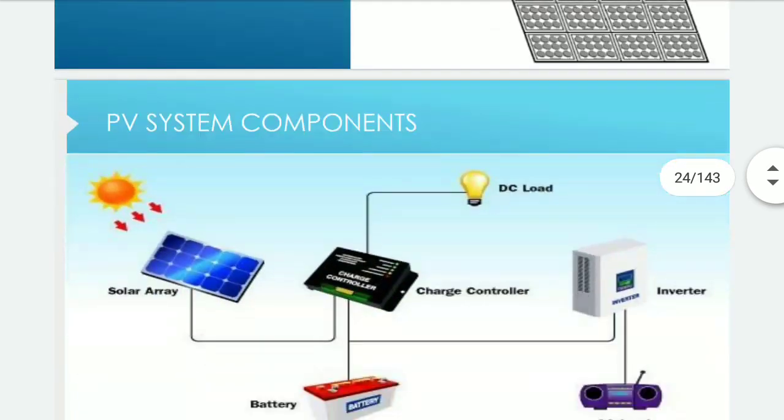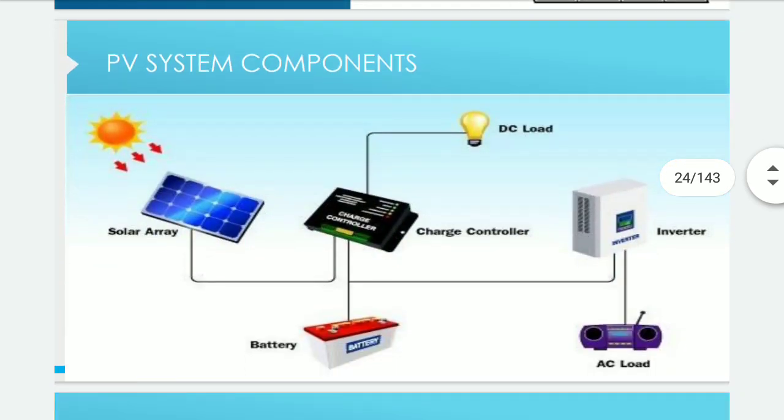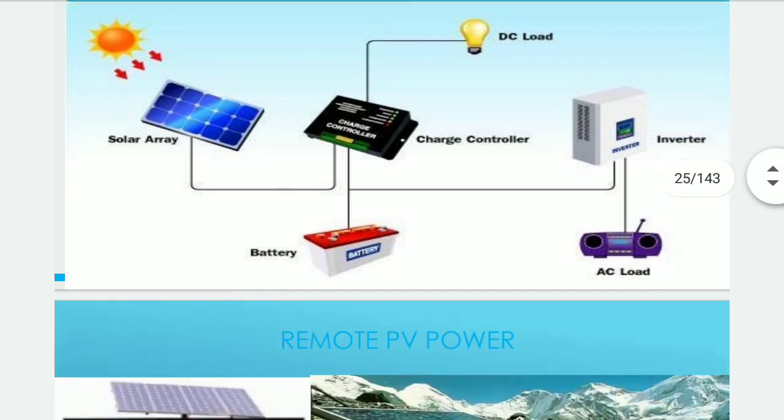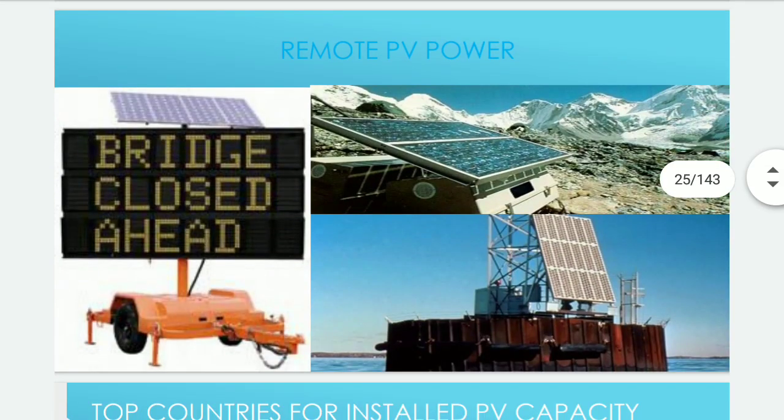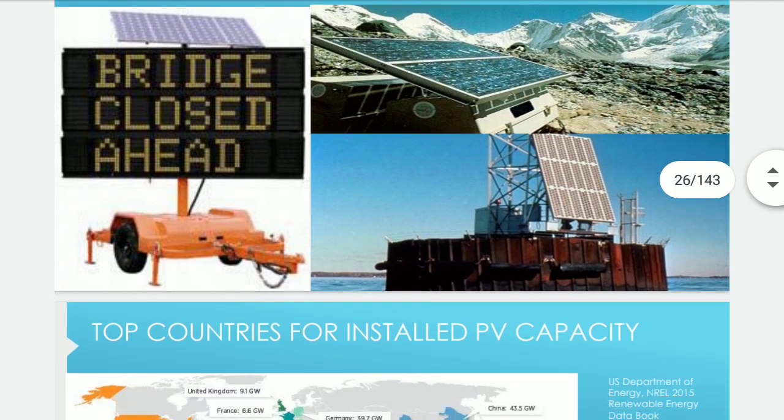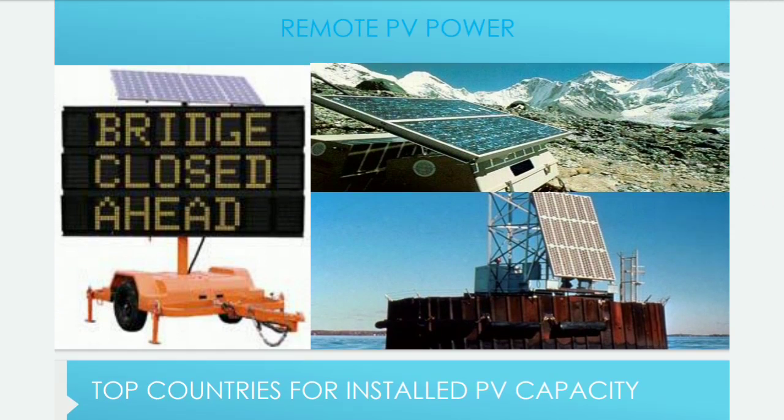What are the PV system components? Solar array: the solar panel converts sunlight into electrical energy and is connected to a charge controller to control the charge for AC and DC purposes, and charging the battery. We directly use DC, and we use an inverter to supply AC load. Remote PV power, grid-connected system. This is the folding back solar panel.